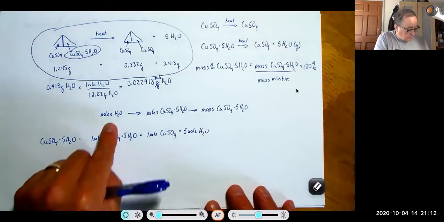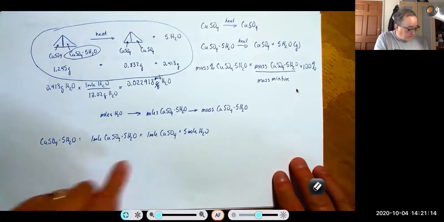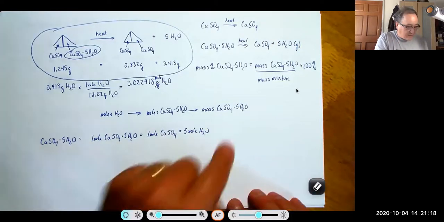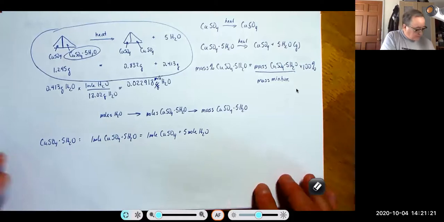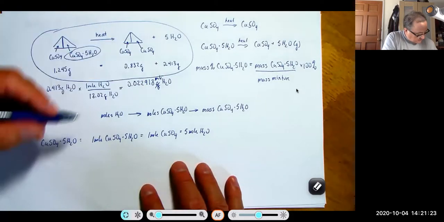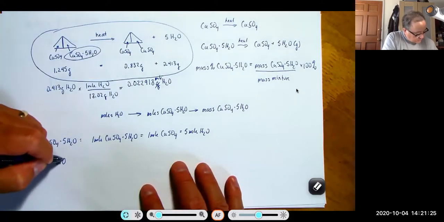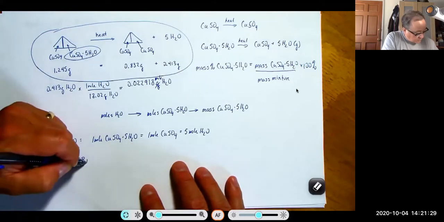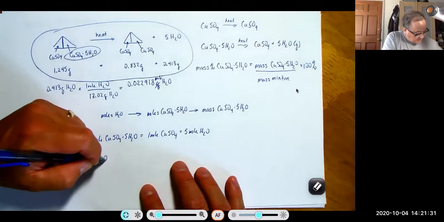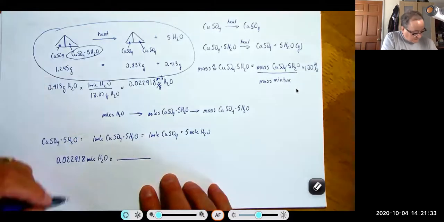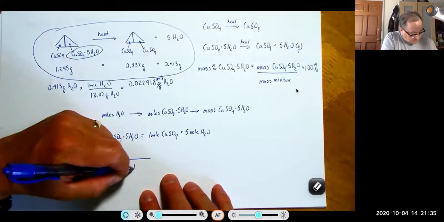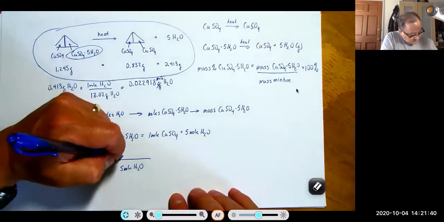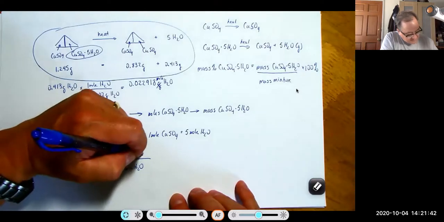So if I get the moles of H2O, I should be able to figure out the moles of copper 2 sulfate, and therefore the mass of copper 2 sulfate pentahydrate. So here I'm going to take this number above, 0.022918 mole of H2O, and I'm going to multiply by 1 mole of copper 2 sulfate pentahydrate per 5 moles of H2O.